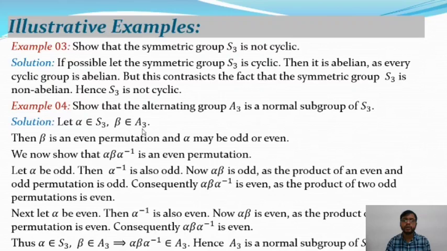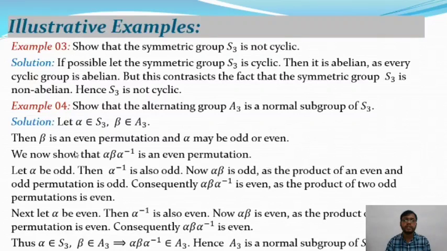So A3, you know, is the alternating group, and you know it consists of even permutations. So the elements of A3 are all even. So here beta is an even permutation, and alpha is an odd permutation or even permutation. Here alpha lies in S3, so that means it is either even or odd. But beta is always even, and it belongs to A3. So now we must show that alpha beta alpha inverse is an even permutation.